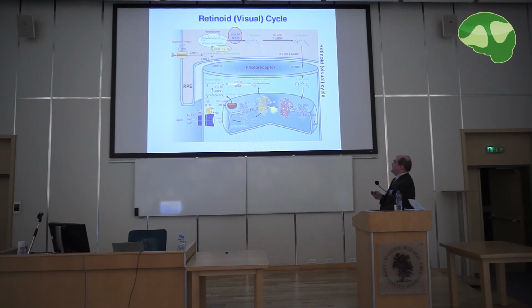The same happens in RPE cells, and that is because of an enzyme called LRAT, lecithin retinol acyltransferase, which transfers a fatty acid from lecithin and makes the carboxylic ester.